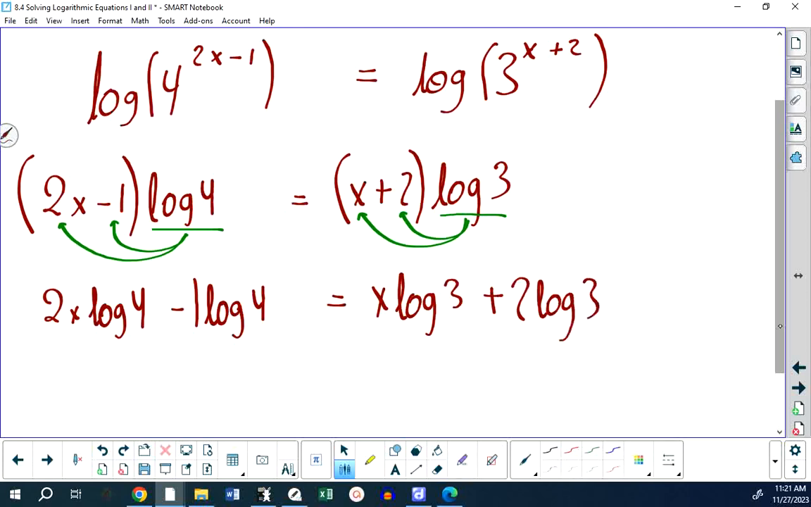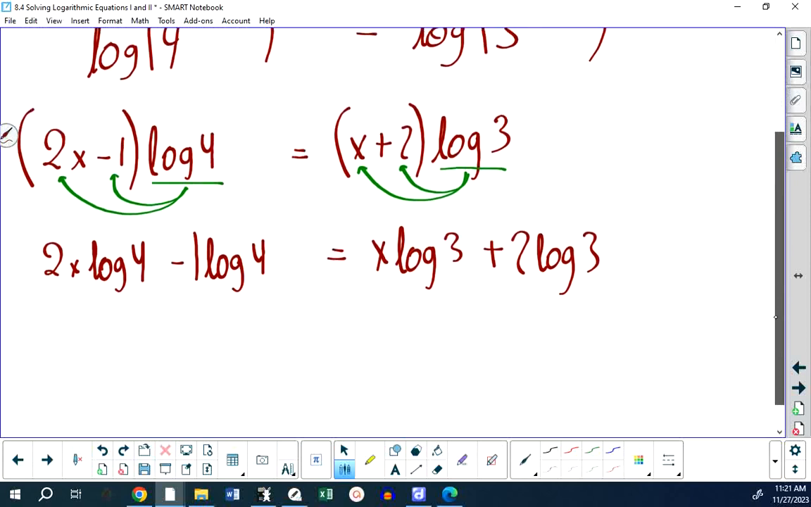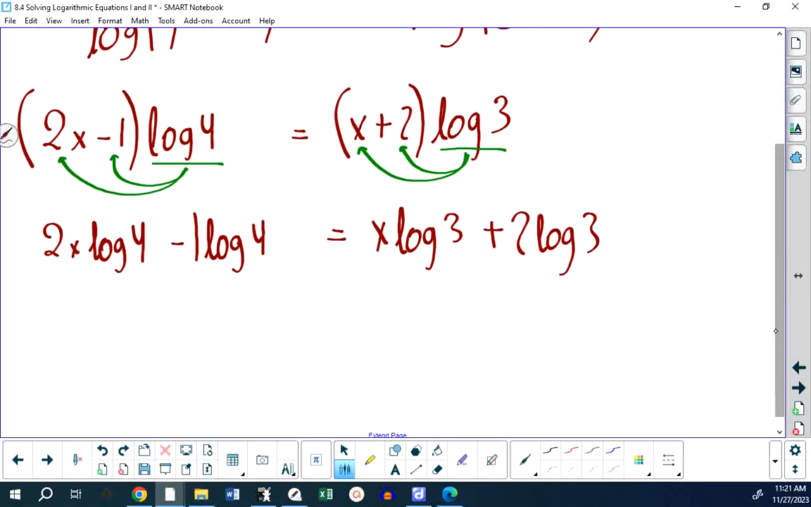I just want to double check all of that. 2x log 4 minus 1 log 4 equals x log 3 plus 2 log 3. It looks good. By the way, this 2 log 3, you can feel free at any point in time to write it as log 9. I'm not going to just yet.